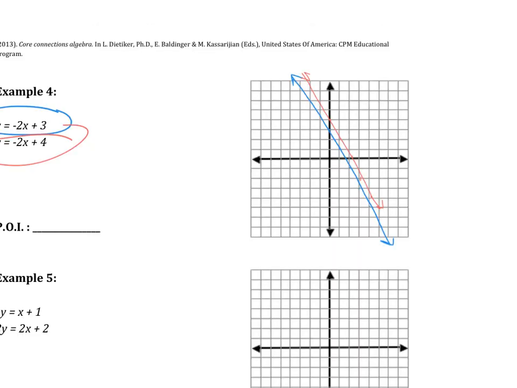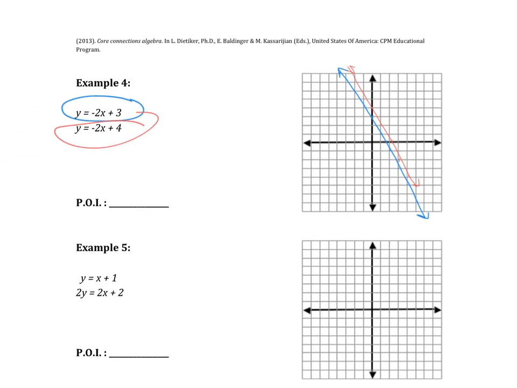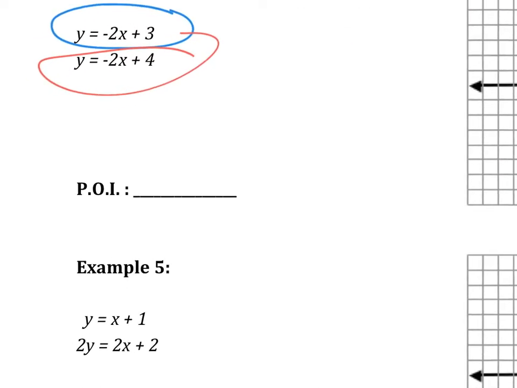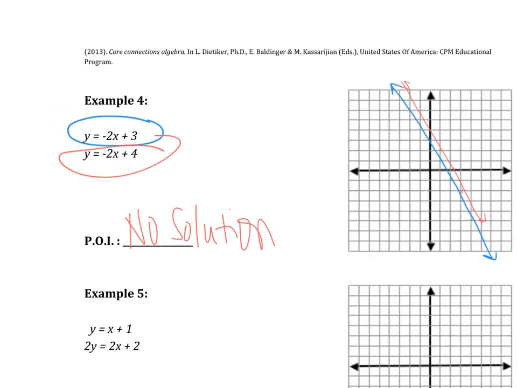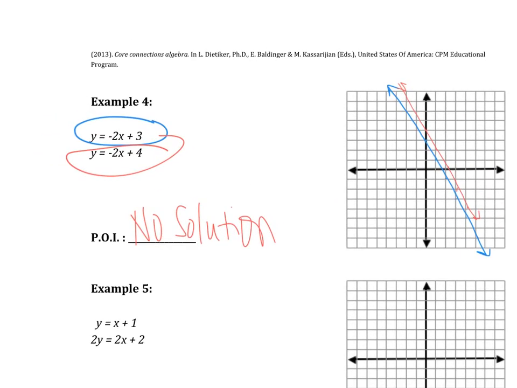Now, since I don't have access to a ruler with this program, it's very difficult to draw a straight line. So you should notice that these lines are parallel. So what happens with parallel lines, our POI, we don't have one, so we would write no solution. Nothing would ever work because these lines would never intersect. One thing I want to point out is that the slope is exactly the same. So if you have the same slope, your lines are going to be parallel and they will never intersect. So there is no solution.